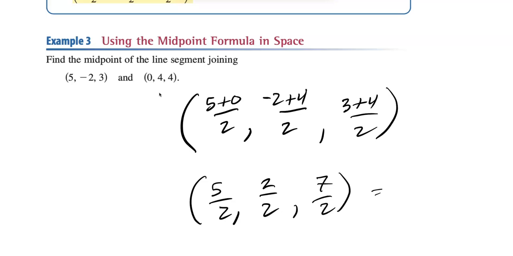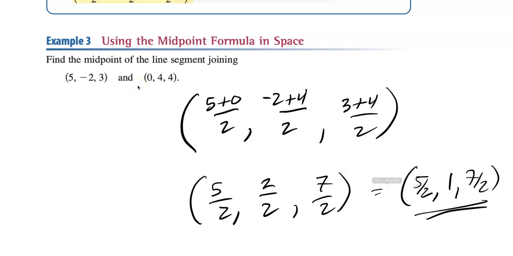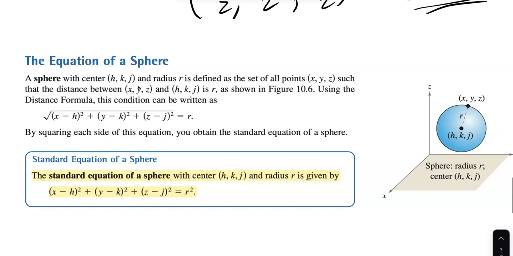Or a little bit reduce: 5 over 2, 1, and 7 over 2. That's the midpoint of those two spots. So right, 3D space is super easy once you have the basic formulas. How about an equation with a sphere?